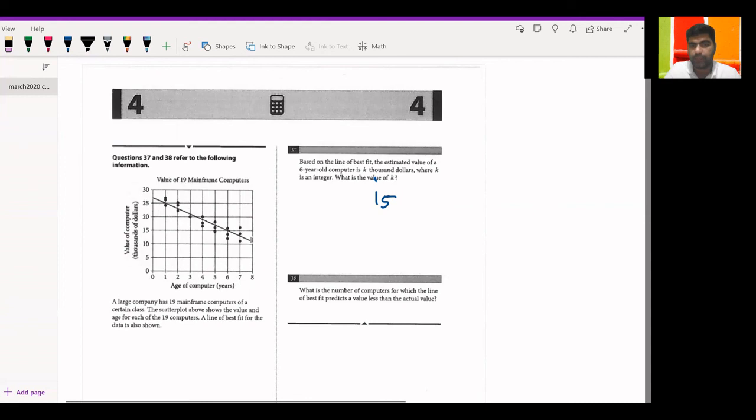Okay, and we want the predicted value to be less than the actual value. So if the actual value is high like these, the predicted value for the corresponding x value is going to be lower. So you only have to count the points above this line. So 1, 2, 3, 4, 5, 6, 7, 8, 9.